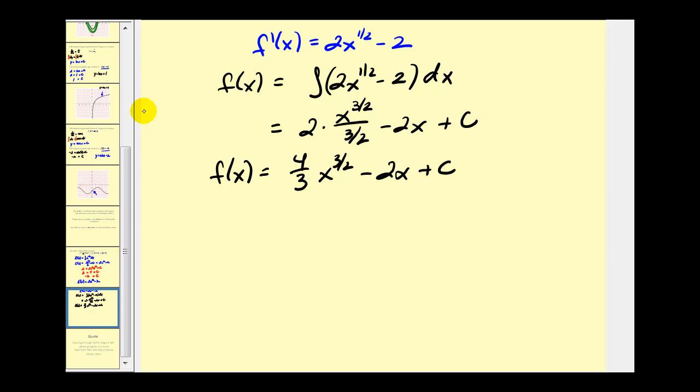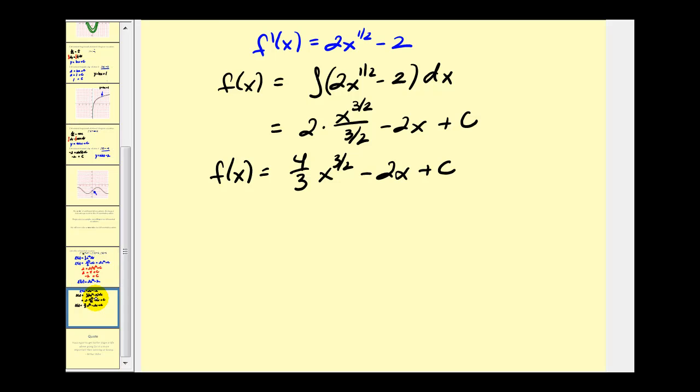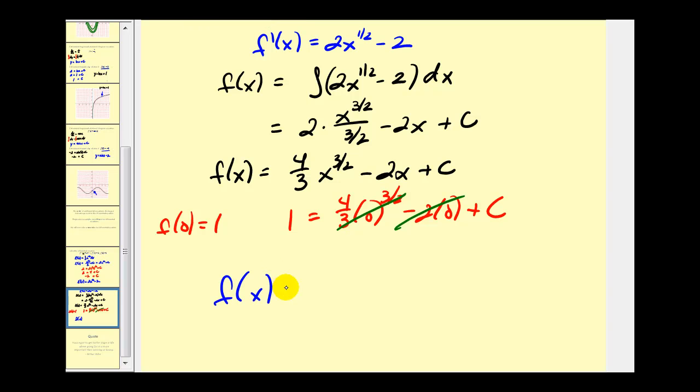But we were given the initial condition that f of 0 is equal to 1. So if f of 0 equals 1, we would have y equals 1 when x is 0. Now these two terms are 0, so we have c equals 1. So the original function would be 4/3 x to the 3/2 minus 2x plus 1.